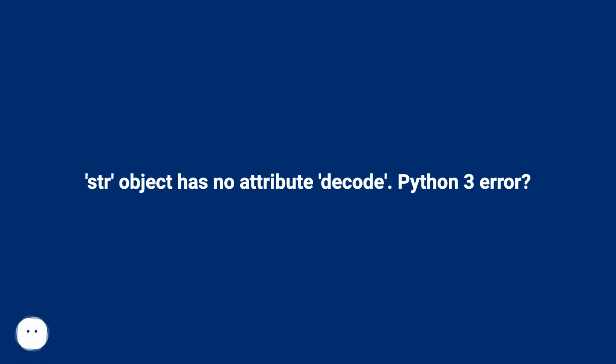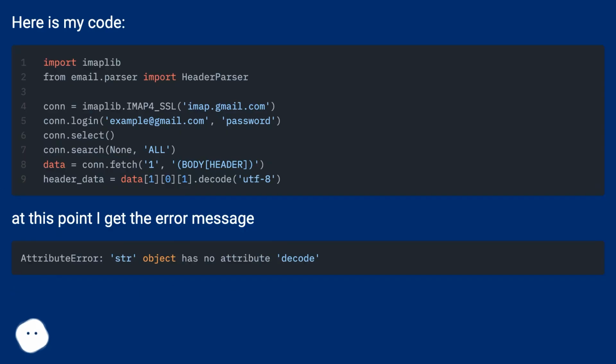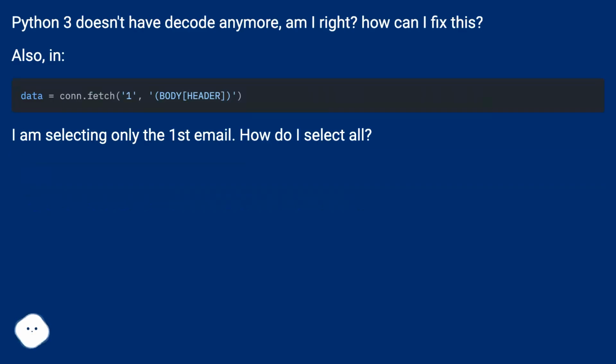'str' object has no attribute 'decode'. Python 3 error? Here is my code. At this point I get the error message. Python 3 doesn't have decode anymore, am I right? How can I fix this?